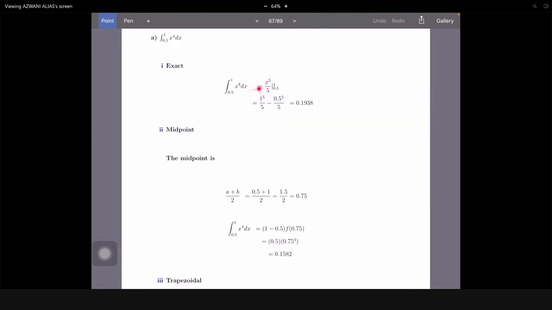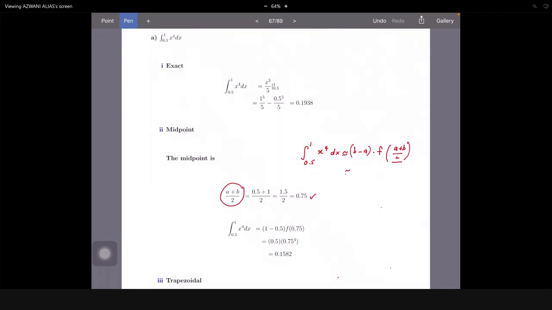Okay. So, kalau menggunakan midpoint, apa yang saya mention tadi, kita perlu cari the midpoint. A plus B. Kenapa? Sebab the integration untuk midpoint, dia adalah B minus A multiply by the value pada A plus B over 2. Dia hanyalah darab tapak, darab dengan ketinggian tu. So, cari nilai ini, which is 0.75.